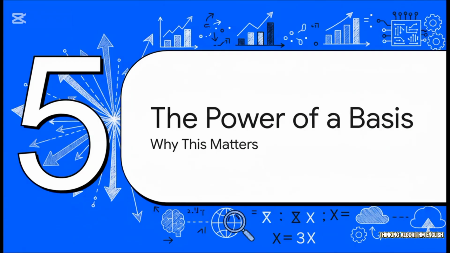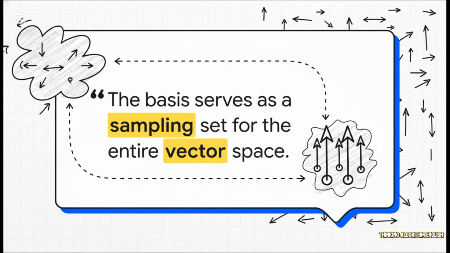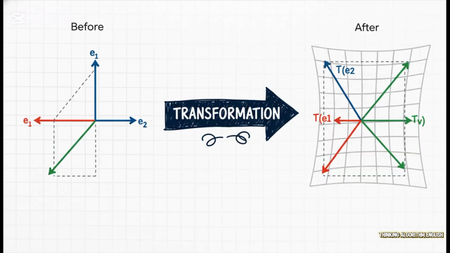So, after all this theory, you might be wondering, okay, so what? Why does any of this matter? Let's talk about the payoff, because this is one of the most practical and powerful ideas in all of math and data science. Here's the huge payoff. Think about a linear transformation. You know, some operation that rotates or stretches or squishes an entire space. That space has an infinite number of vectors in it. How could you possibly track what happens to all of them? You can't. It's impossible.